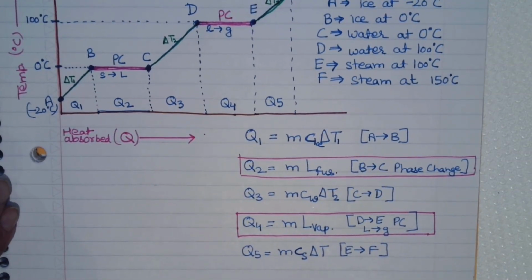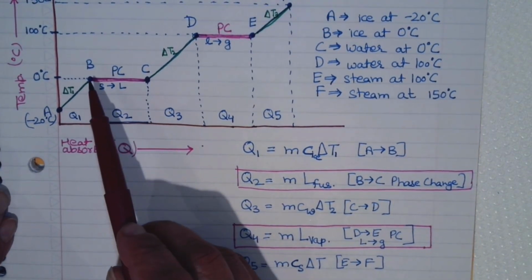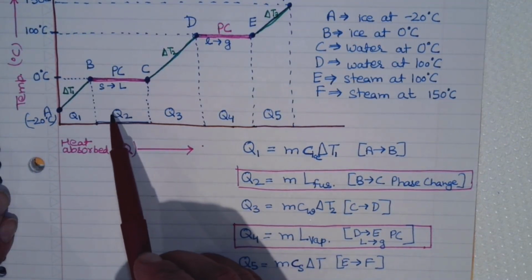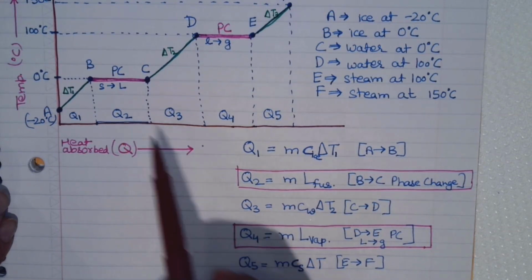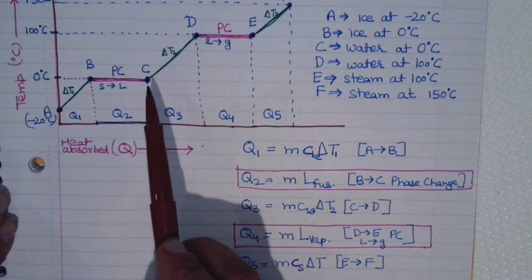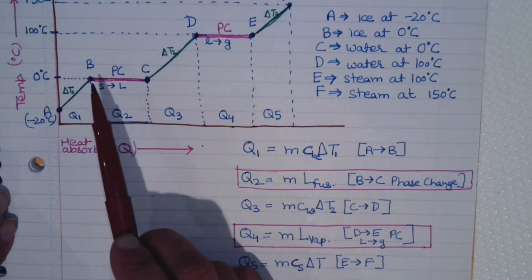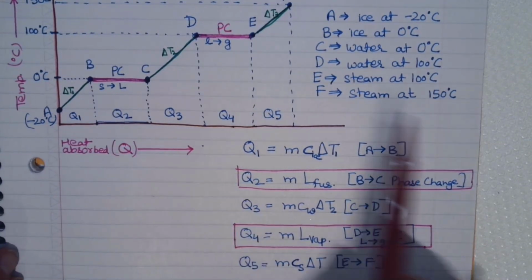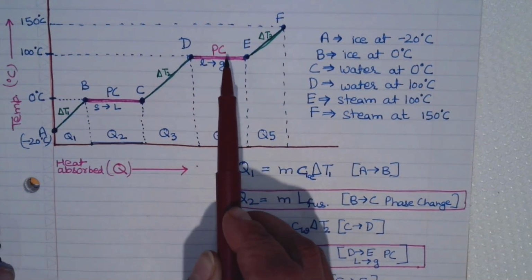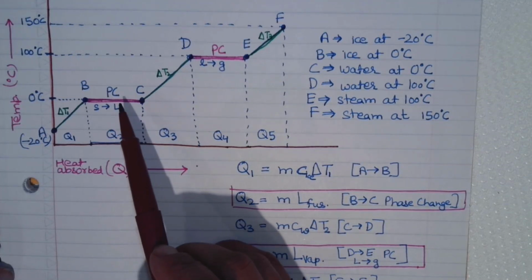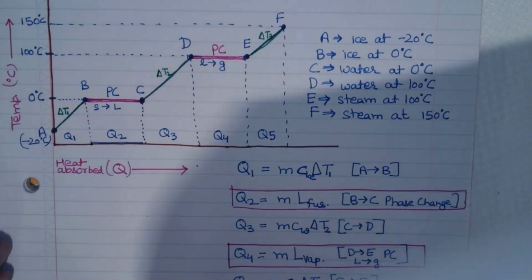And then for the total energy absorbed, you have to add all of those. Just remember, at the phase change, that is B to C, the amount of energy absorbed is Q2. That is always equal to ml because the delta T is 0. There's no temperature change, so we cannot use Q equals mcΔT from B to C or D to E. Instead, for all the phase changes, we will use ml. Okay. With that, let's start.